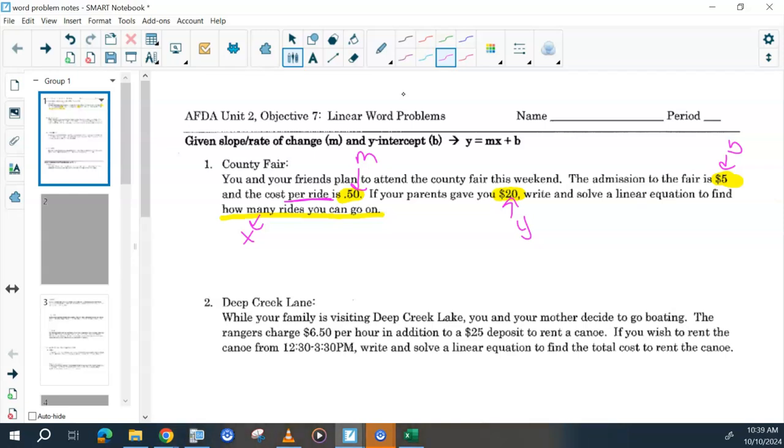So once we know all of those pieces, then we can put all of those numbers into our equation and set that up. So y I know is 20. M I know is 0.5. X I don't know, so that's going to stay my variable. And B I know is 5. So once you get your equation, then we can solve this by doing what?